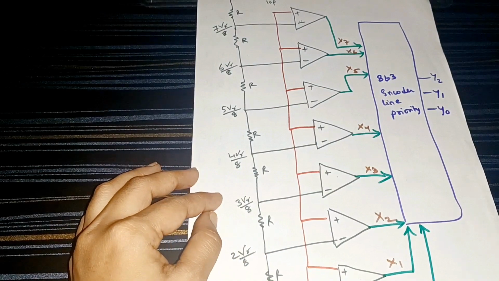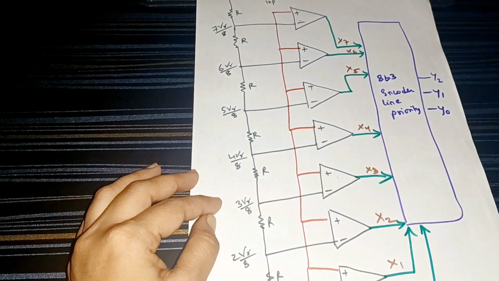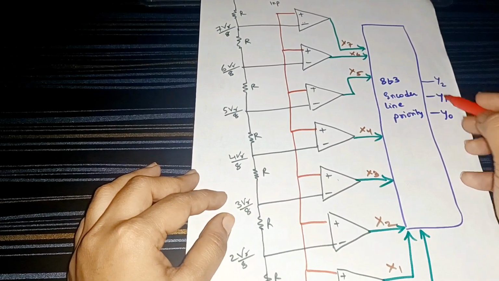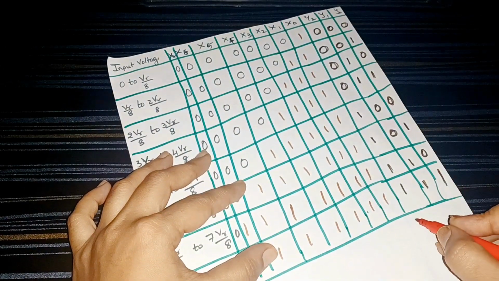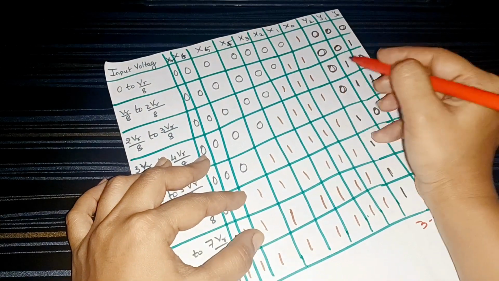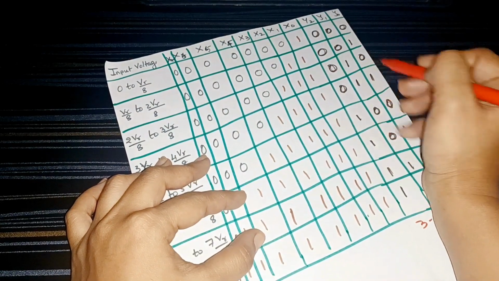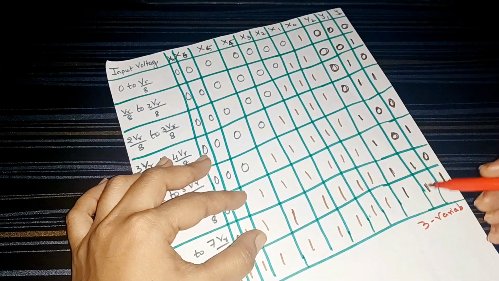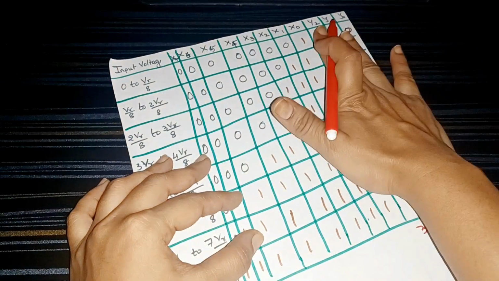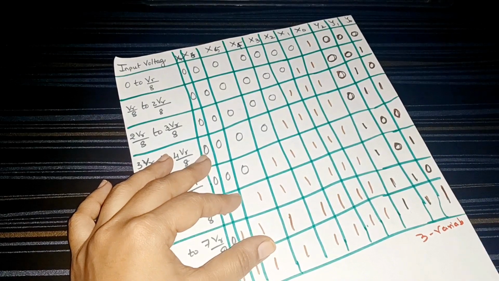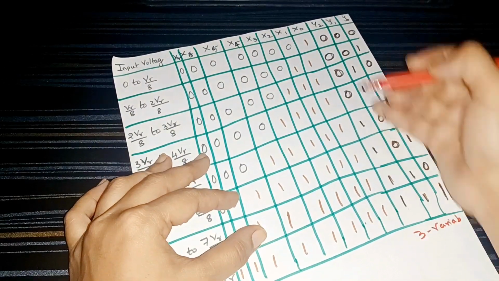These 8 op-amps will give signals, which we get as the binary output in Y2, Y1 and Y0. Let us see how. First of all, you know how to write the 3 variable combinations: 000, 001, 010, 011, 100, 101, 110, 111. This is the 3-bit variable, and this is the only output you have to get. We are using an 8-input encoder with 8 op-amps.